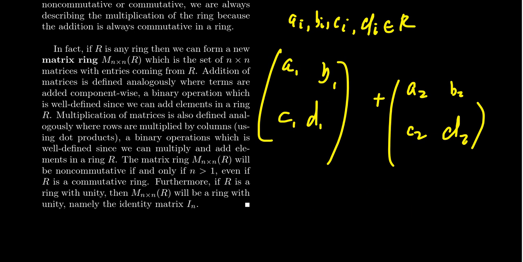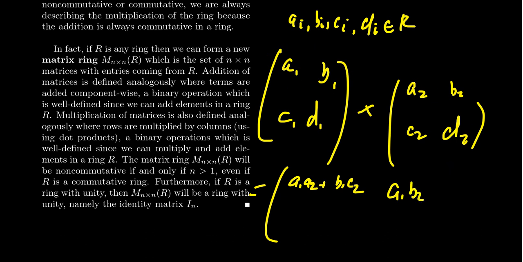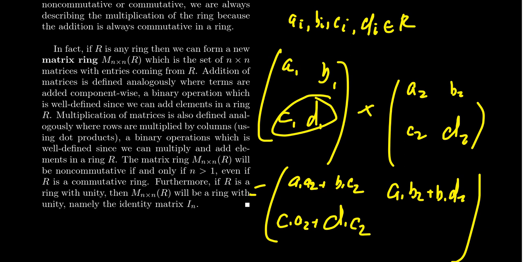Now, what if we want to think about multiplication? What does it mean to multiply together two matrices? Well, by the usual rules of matrix multiplication, we take the first row times the first column. You're going to get A1 A2 plus B1 C2. Then you would take the first row times the second column. You're going to end up with A1 B2 plus B1 D2. Then you're going to take the second row, first column. You end up with C1 A2 plus D1 C2. And then lastly, you can take the second row times the second column, and you're going to end up with C1 B2 plus D1 D2. If you follow the usual rules of matrix multiplication, you would end up with this product.